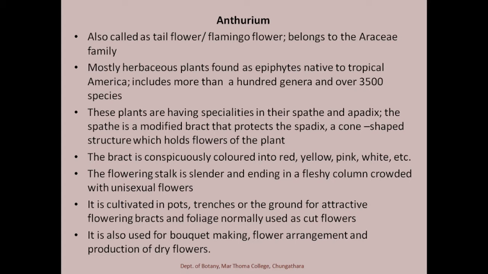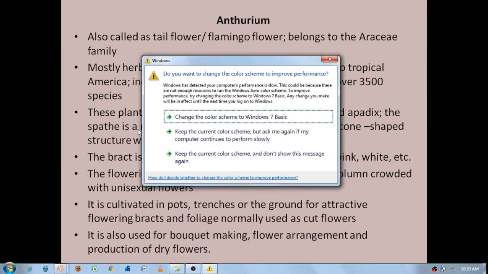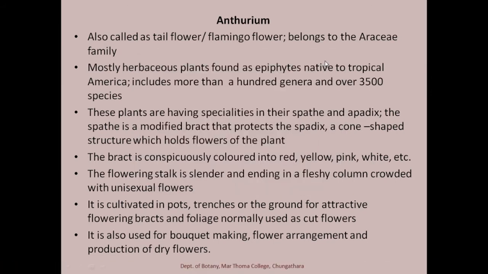These plants are having specialities in their spathe and spadix. The spathe is a modified bract. It is actually a leaf which is colored and protects the spadix, which is the place where the flowers are fixed. So this is a cone-shaped structure which holds the flowers of the plant. The bract is conspicuously colored into red, yellow, pink, white, etc. And the flowering stalk is slender and ends in a fleshy column crowded with flowers.